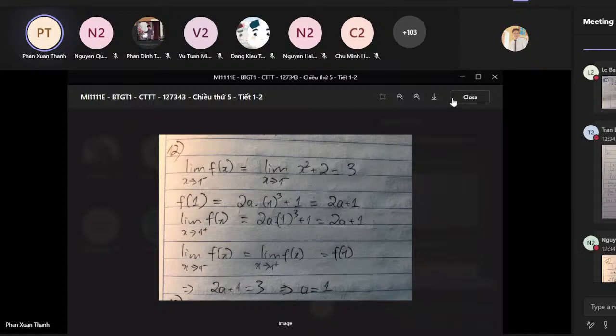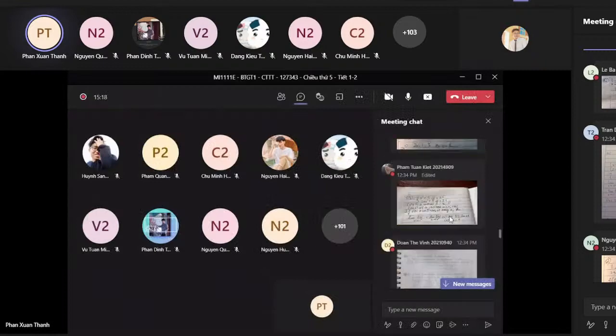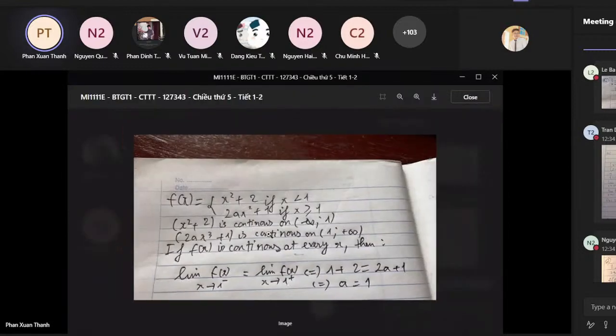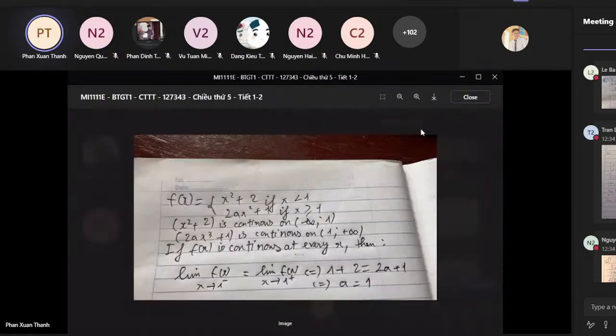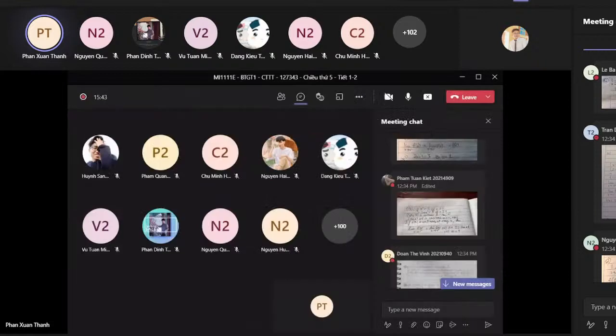Okay, the next solution is by Tuấn Kiệt. I think you should say that f is continuous when x is less than 1 and x is greater than 1. And we have to find the left-hand limit and the right-hand limit. So Phạm Tuấn Kiệt gives the correct solution.